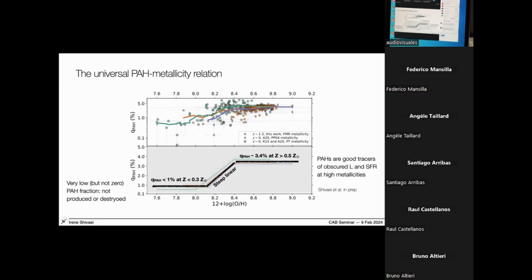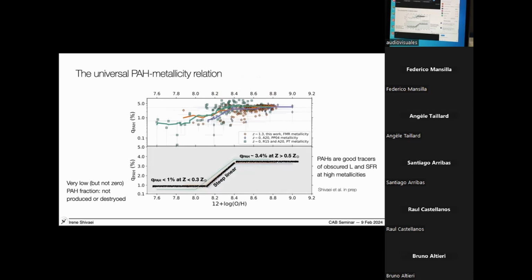Now, the reason behind this trend is still up for debate. We don't exactly know, but there are two different scenarios. Either they are preferentially destroyed in the low metallicity environment because they are less shielded and more susceptible to hard ionizing radiation, so they can be destroyed.